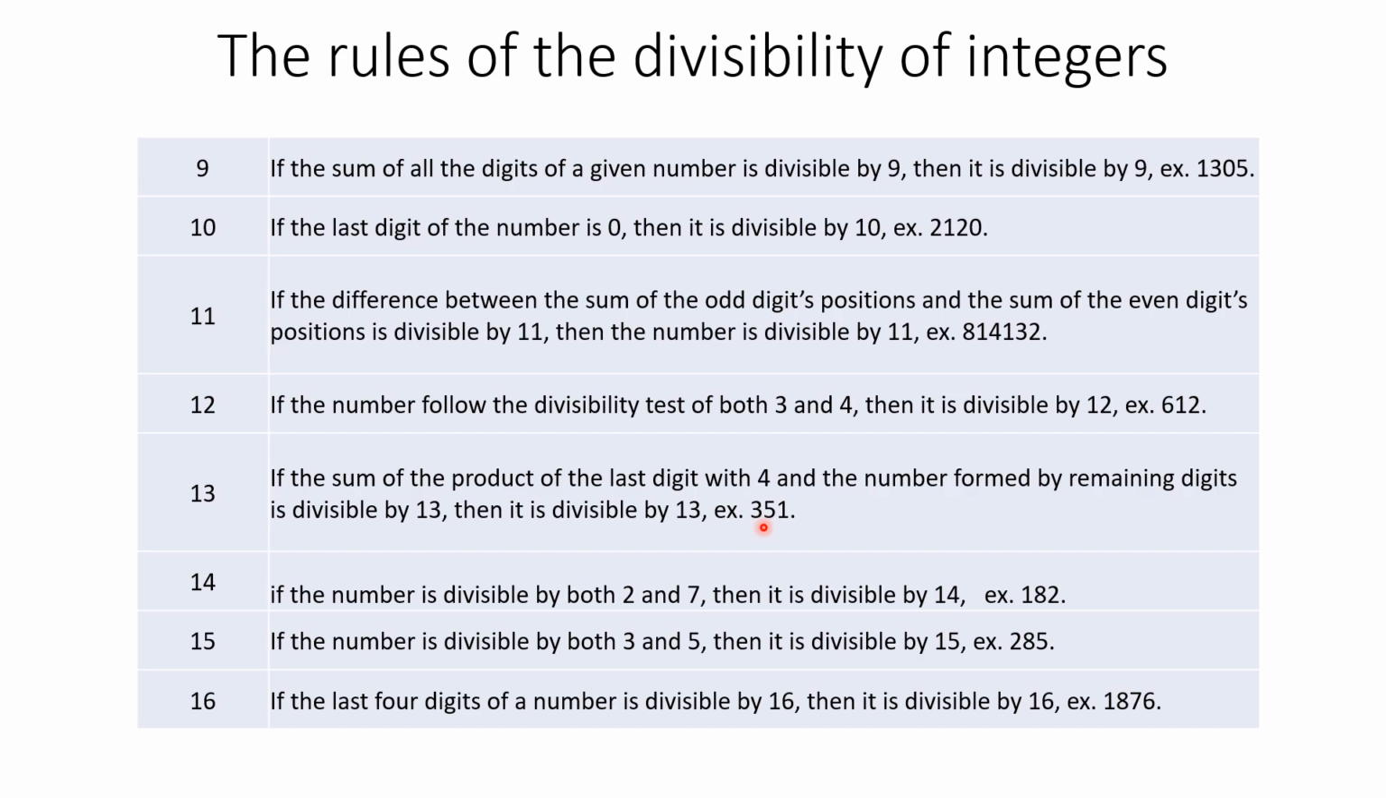For 14, if the number is divisible by both 2 and 7. For 15, if the number is divisible by both 3 and 5. And for 16, if the last 4 digits of the number is divisible by 16, then it's also divisible by 16.